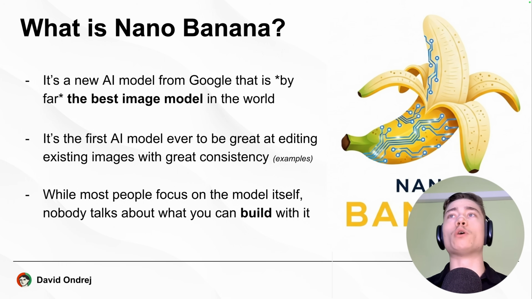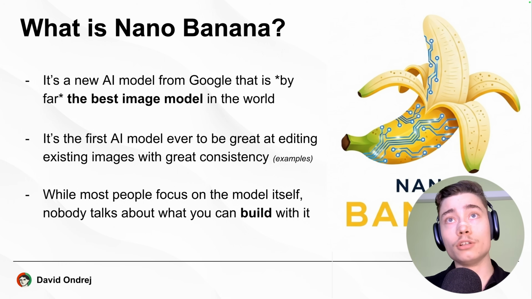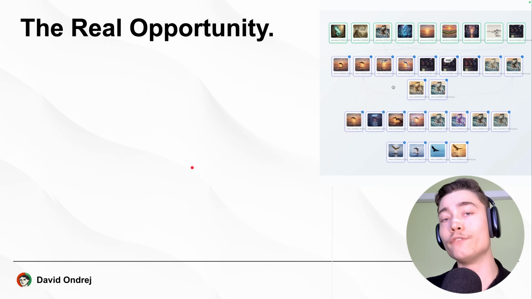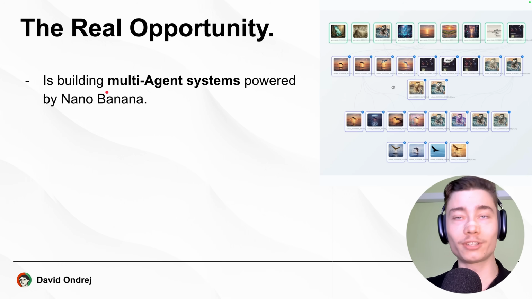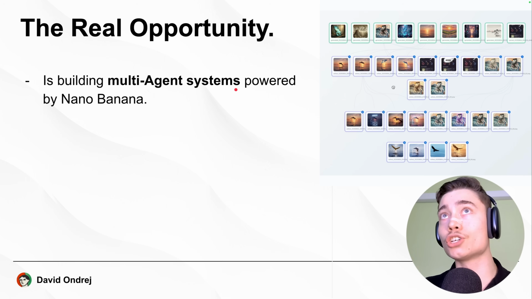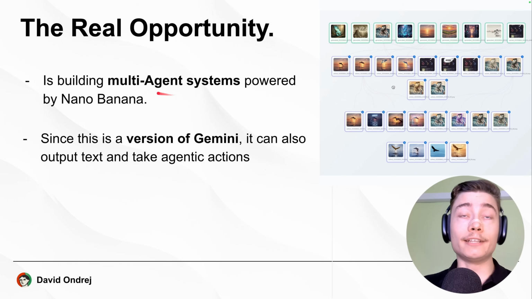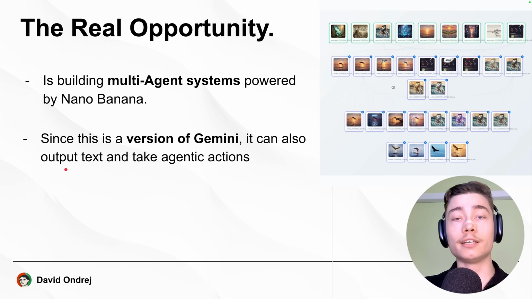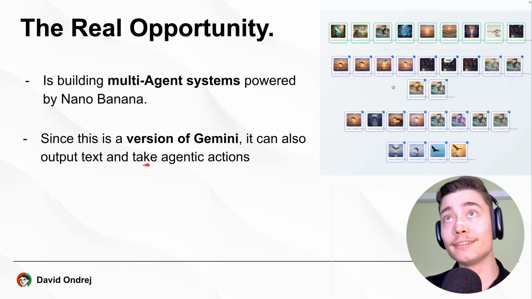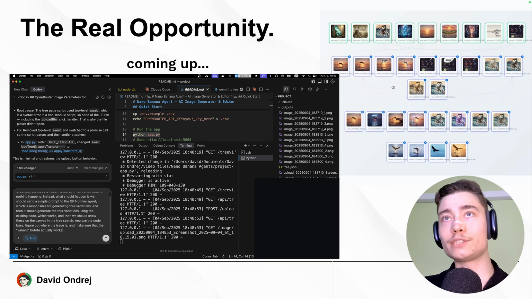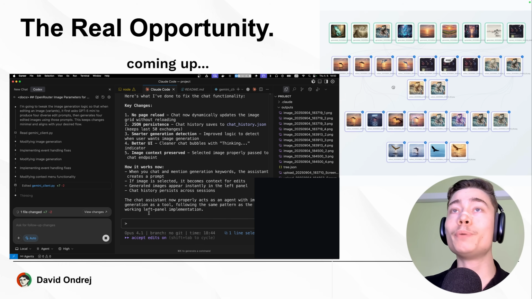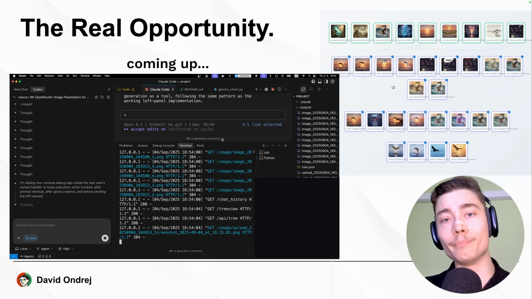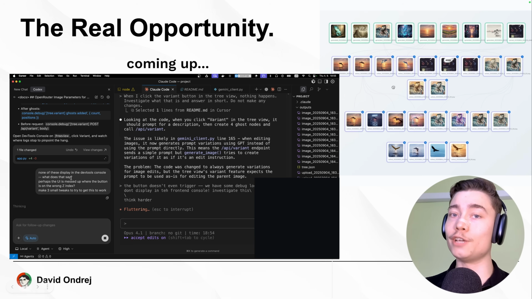Now, while most people focus on the model itself, which is fine, nobody really talks about what you can build with it. So, the real opportunity with Nano Banana is actually building multi-agent systems where each of the AI agents is powered by Nano Banana. And this is possible because it's actually a version of Gemini. So it can not only output text, it can also make decisions and most importantly, take agentic actions. So in this video, I'll show you step by step how to build a team of AI agents powered by Nano Banana. And you can do this even if you are a complete beginner.